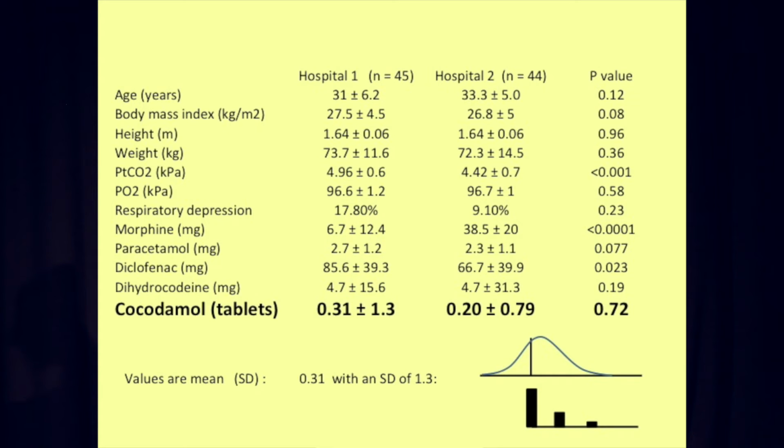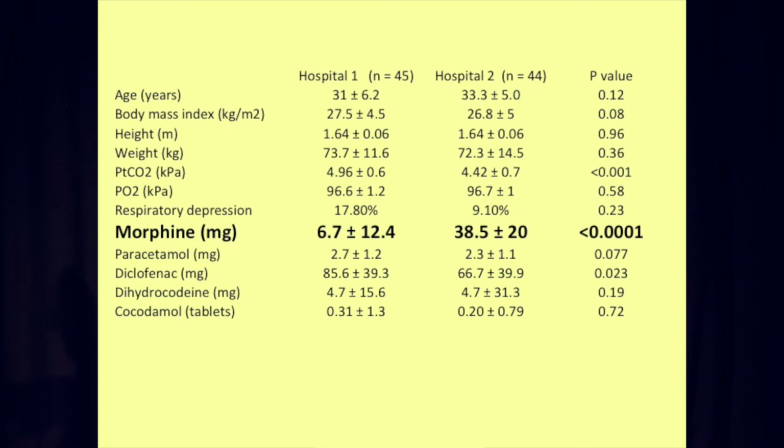What in reality would happen is, of course, that most patients would get no tablets, some would get 1, and if you were lucky, you might get 2. Let's look at morphine now. Exactly the same argument here applies.